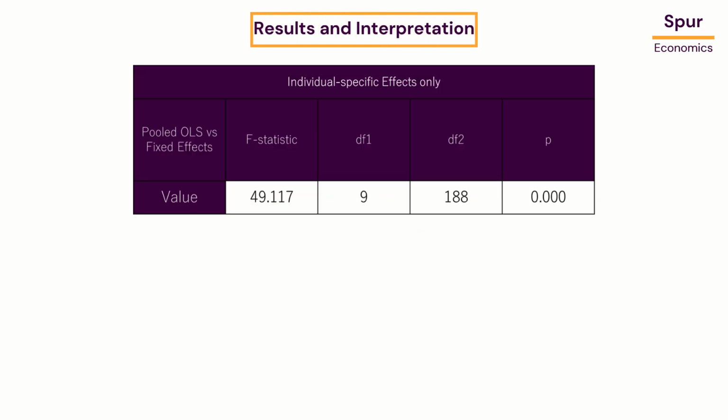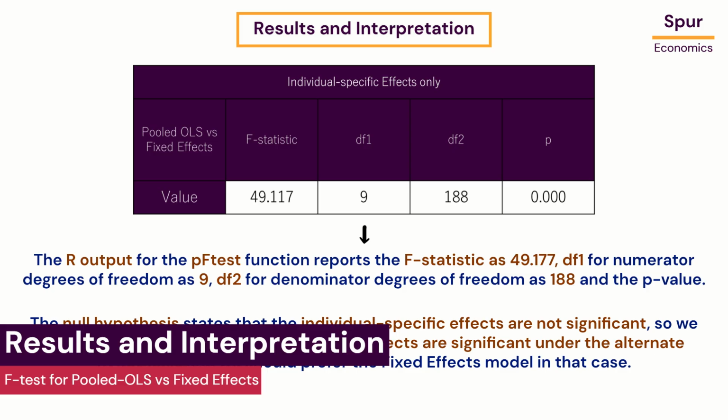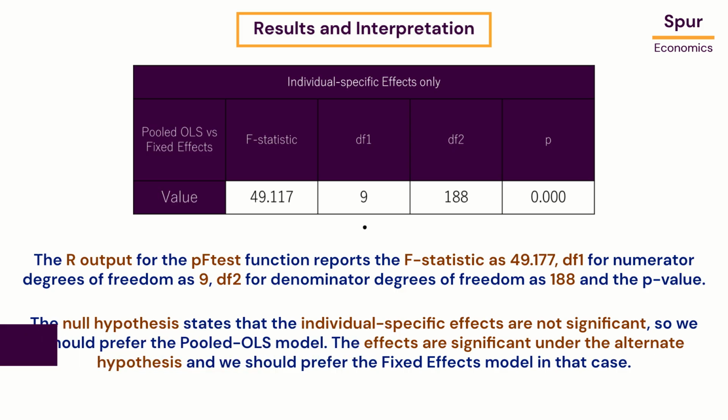The results of the f-test for our Grunfeld example with individual specific effects are shown in the table here. The R output for the pFtest function reports the f statistic as 49.177, df1 for numerator degrees of freedom as 9, df2 for denominator degrees of freedom as 188, and the p-value. The null hypothesis states that the individual specific effects are not significant, so we should prefer the Pooled-OLS model. The effects are significant under the alternate hypothesis and we should prefer the fixed effects model in that case.